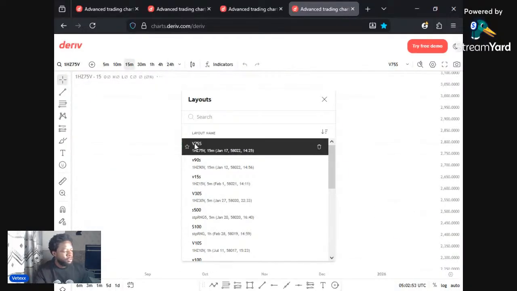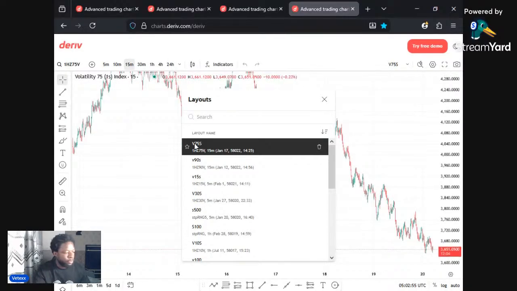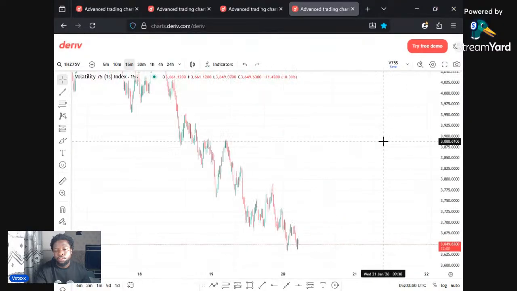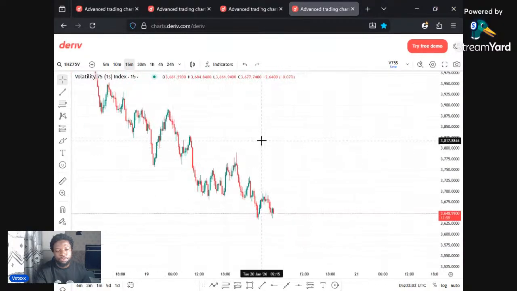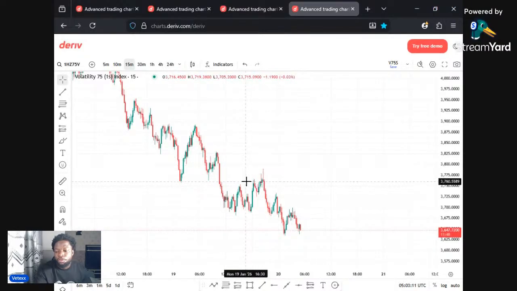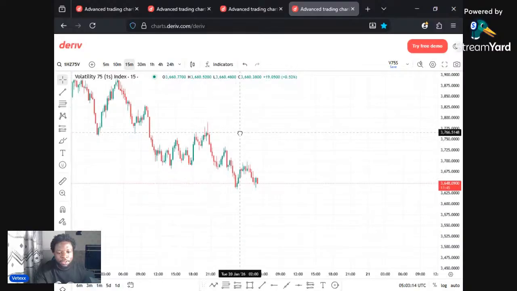And like I always said, before you do your analysis, start from what they call the top-down analysis. The top-down analysis is very, very important when it comes to trading synthetic indices because that is where you get most of your clarity from. You don't just carry your phone or laptop and then start looking for patterns to trade.